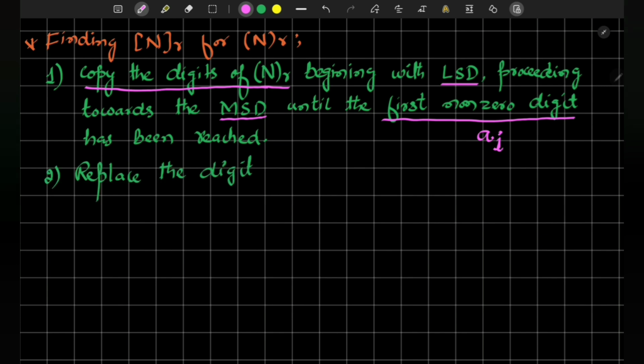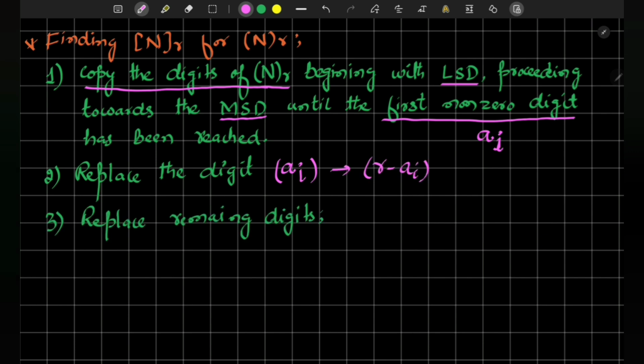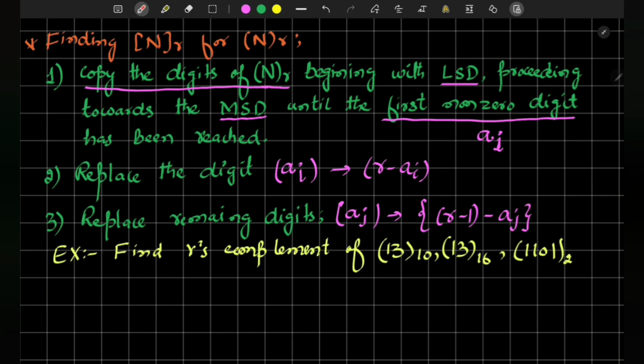Point number two is that we have to replace this first non-zero digit, that is a_i, by r minus a_i. And point number three is that we have to replace all the remaining digits a_j by r minus 1 minus a_j. To understand the above procedure, consider the following example, where we have to find the r's complement of 13 base 10, 13 base 16, and 1101 base 2.